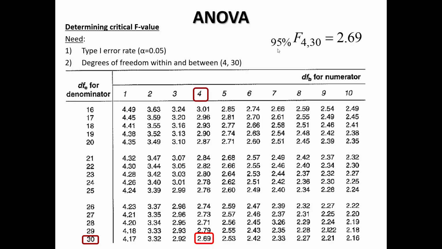At the 95% or 0.05 error rate, those terms have been used interchangeably. For degrees of freedom of 4 and 30, that value is 2.69. And that's going to be the value we're going to carry forward here in the next video to perform our calculations. And so this ends this part of our ANOVA lecture.